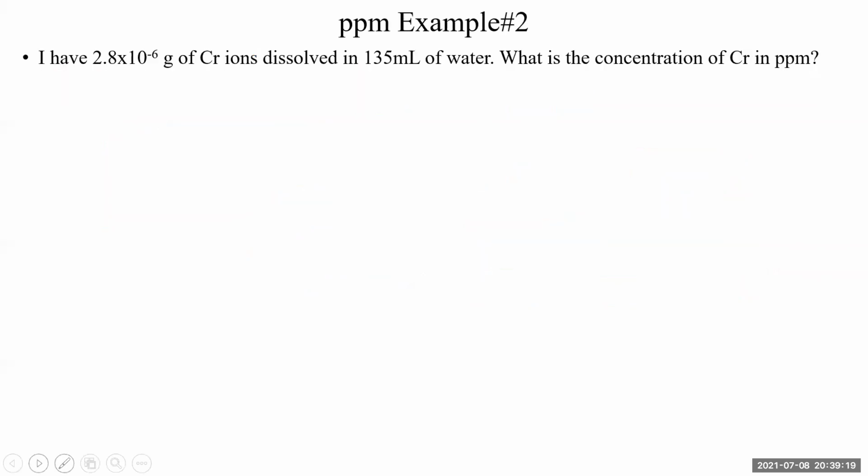Let's do another one. Here's a part per million example. I don't know why it says example 2. This is our first example. I have 2.8 times 10 to the -6 grams of chromium ions dissolved in 135 milliliters of water. What's the concentration in parts per million?